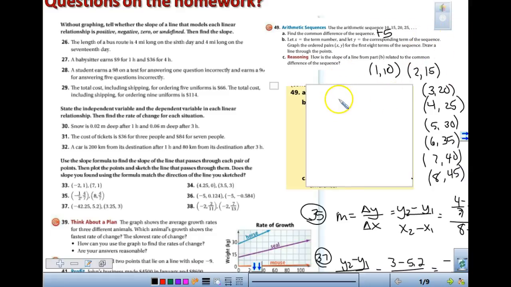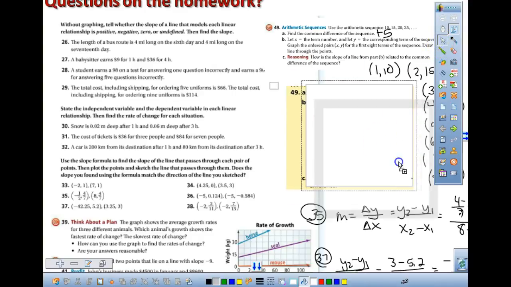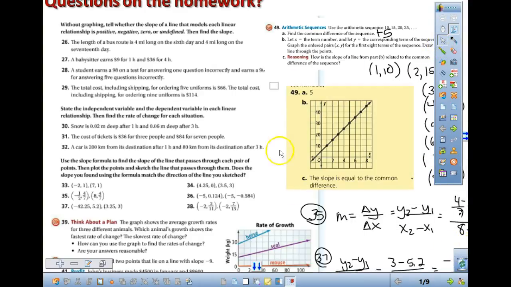And it says, we'll now draw a line. Part B says draw a line through the points, and we are looking at that common difference. How is the slope of the line from part B related to the common difference? So what is our slope? Each time as our x increases by 1, our y is increasing by how much? By 5. So our slope is actually 5, as was our common difference, right? So the slope and the common difference are the same thing.